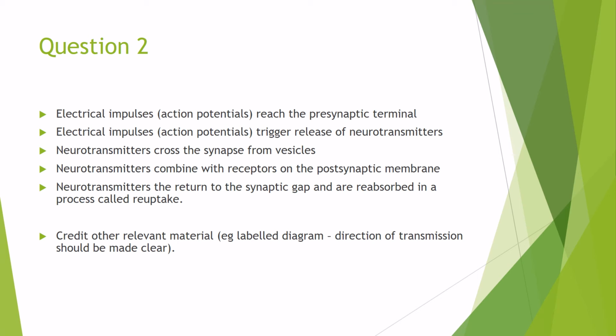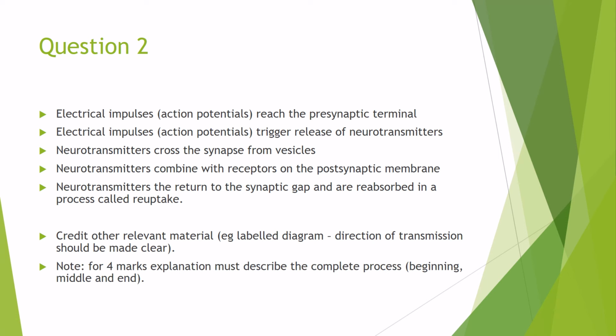Also a labelled diagram. But the direction of the transmission would need to be made clear. No one used a diagram, and that's fine, but you could have done. And it would need to be labelled and explained in detail. And for 4 marks, like it said, it must have a beginning, a middle, and an end.